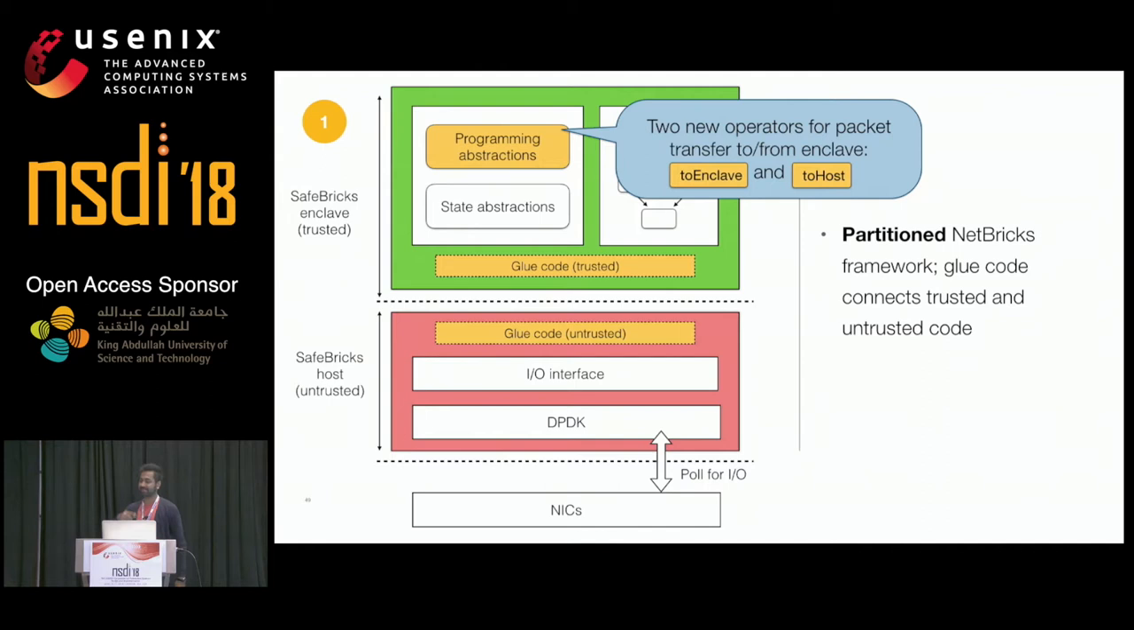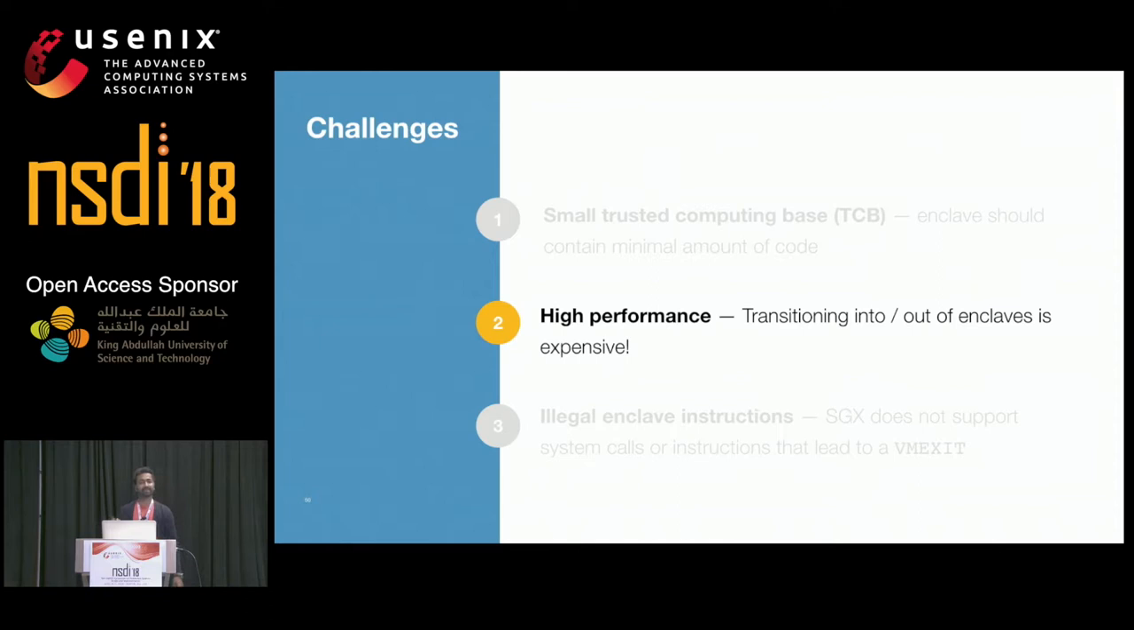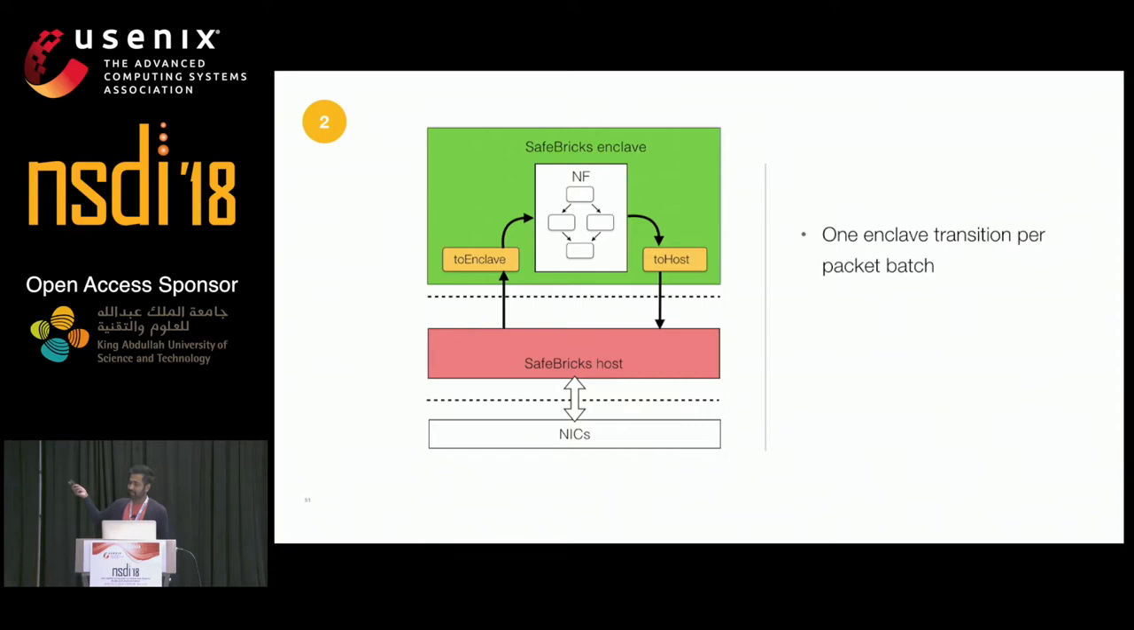So, which brings us to our second goal, eliminating enclave transitions. This, at an abstract level, is what the partition framework so far looks like, where we have the cost of one enclave transition per packet batch. Packets are read from the NIC by the host. The application transitions inside the enclave, processes them, and returns them outside. So we still have one transition per packet batch. Can we do better? Can we eliminate this transition altogether? And the answer is yes.